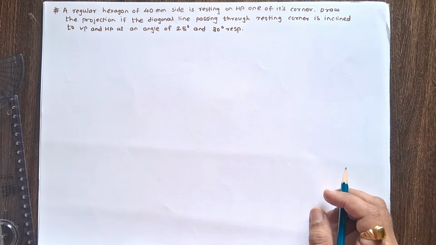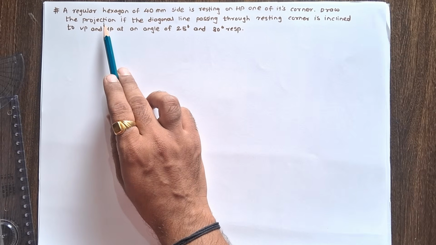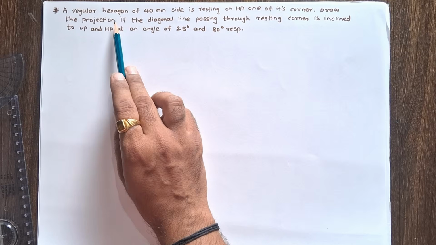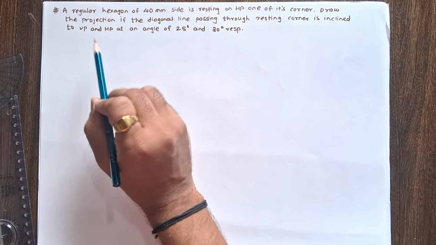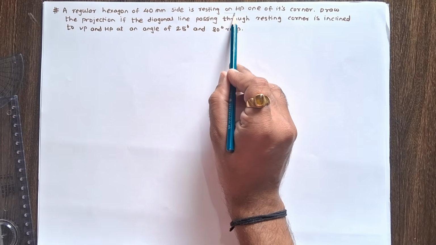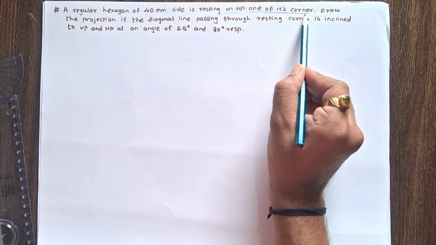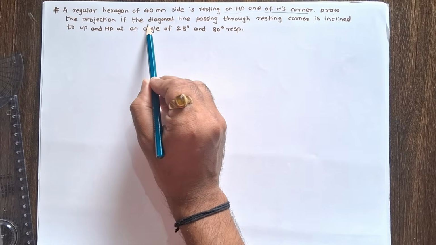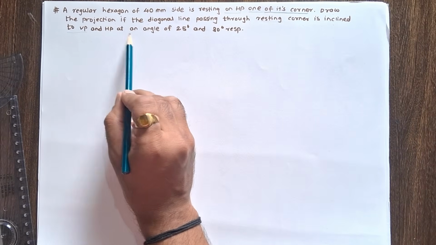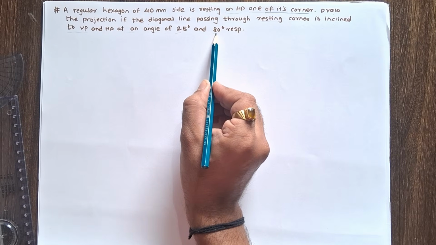Friends, in this lecture, we are going to solve a problem based on projection of plane, and the type of plane problem is hexagonal plane. So the problem statement is a regular hexagon of 40 mm side is resting on HP on one of its corner. Draw the projection if the diagonal line passing through the resting corner is inclined to VP and HP at an angle of 25 degree and 30 degree.